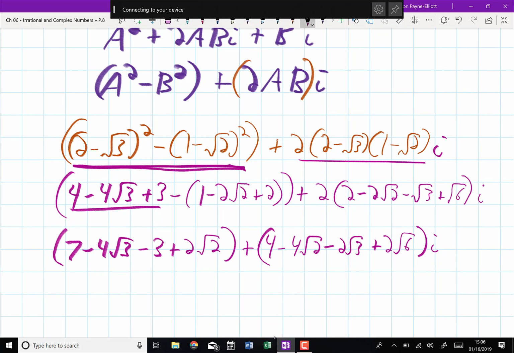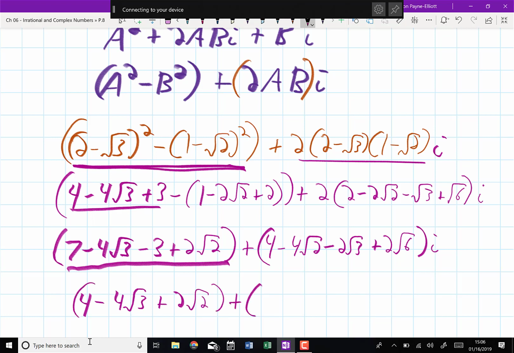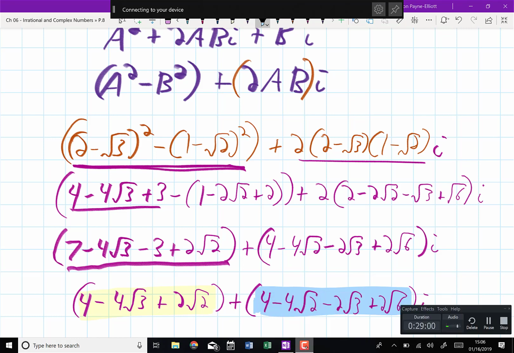And the only thing I can do now is just add whatever's in here to get 4 minus 4 root 3 plus 2 root 2 plus 4 minus 4 root 2 minus 2 root 3 plus 2 root 6 i. And that is done. I know because the real part can't be simplified and the imaginary part can't be simplified, but they've all been kept separate from each other. You have a real part plus an imaginary part. Now I'm going to hear them complain, Ben.